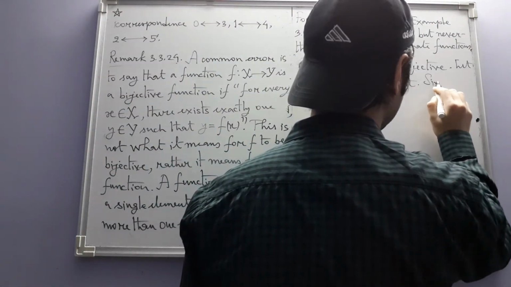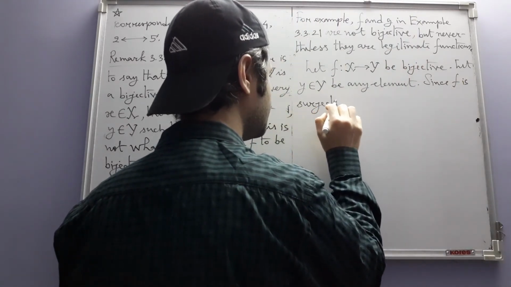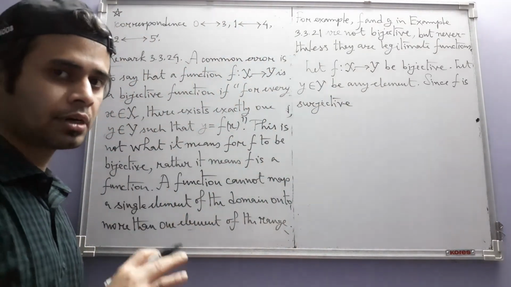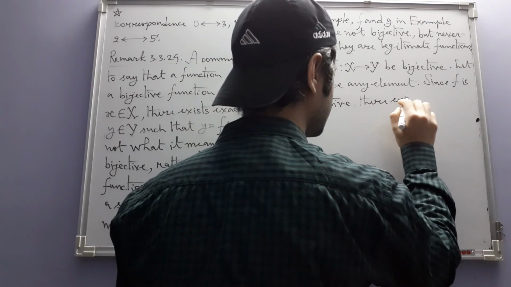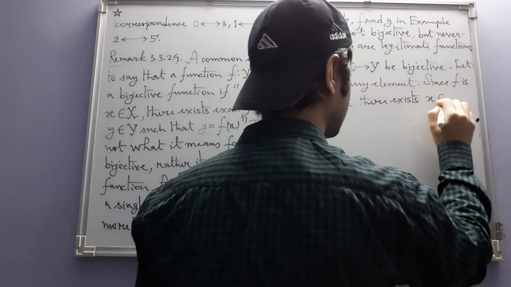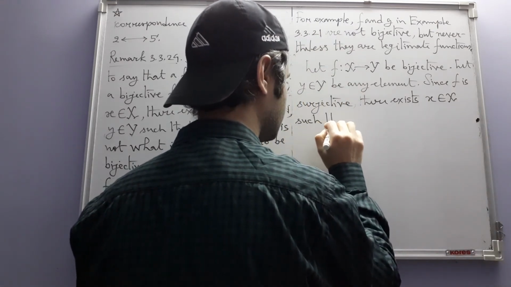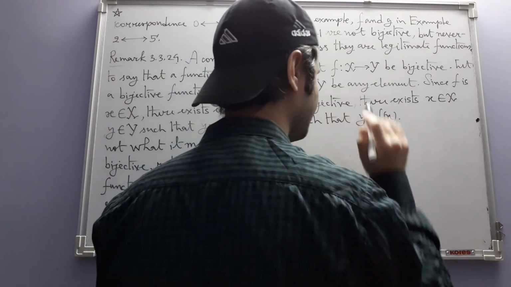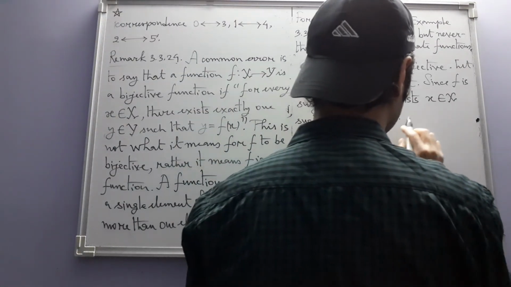since f is surjective. Bijective means it has to be surjective as well as injective. We are using the surjectivity first. Since f is surjective, there exists an element x in the domain such that y is equal to f(x). Now we impose the injectivity condition on f and see what it says.